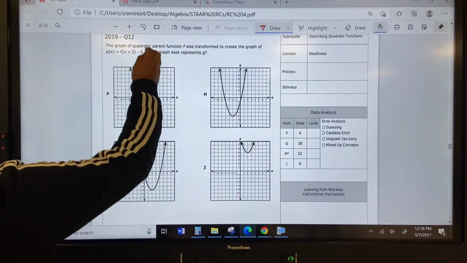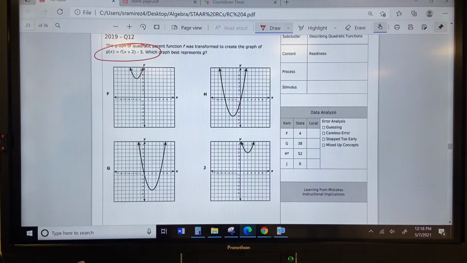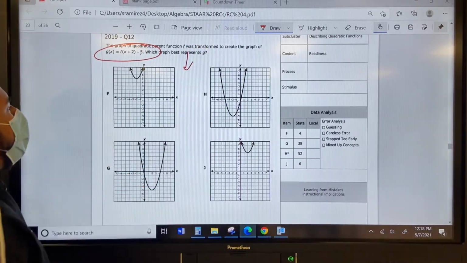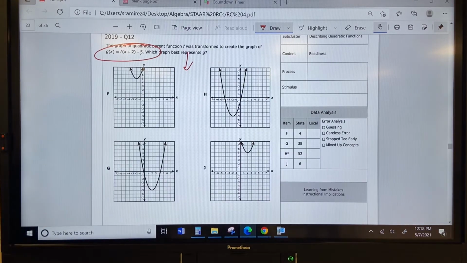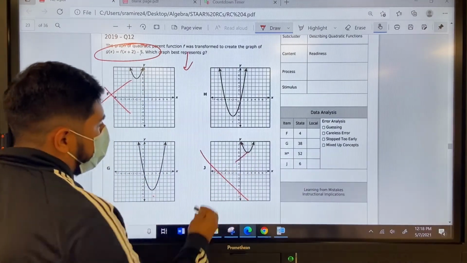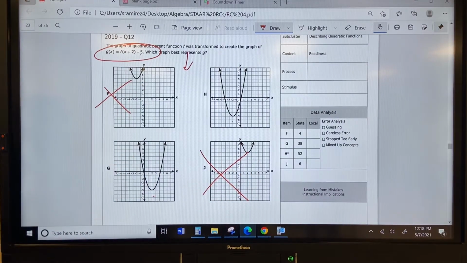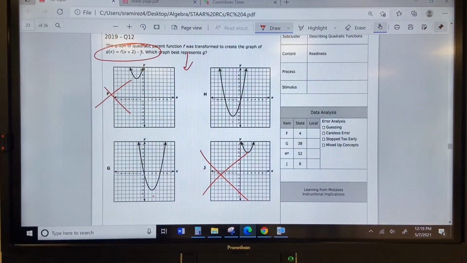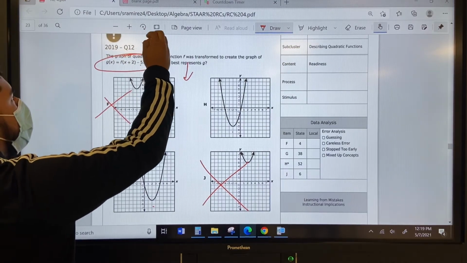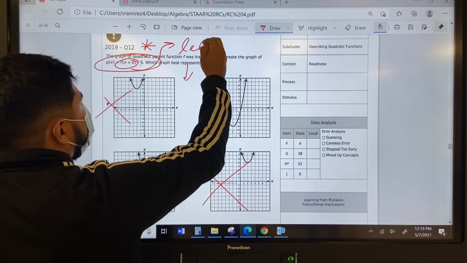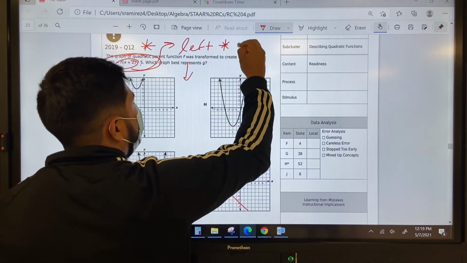Oh, be careful. This is not Y equals, but we should be able to see that that minus 5 means it got shifted down. Which one shows shifting down? This one, this one. We can cross out F, we can cross out J. Next, a lot of us are gonna say plus 2. Okay, move positive 2. This is perfect, no. No, this part is left. Opposite.